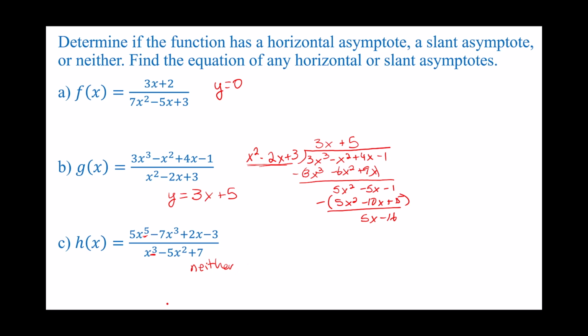However, if we were to divide the leading terms, 5x to the 5th divided by x cubed, we would get 5x squared. That is not an asymptote because it is not a line, and asymptotes are lines. But as x gets really big, so as x approaches infinity or negative infinity, the graph of h of x will start to resemble the graph of 5x squared.